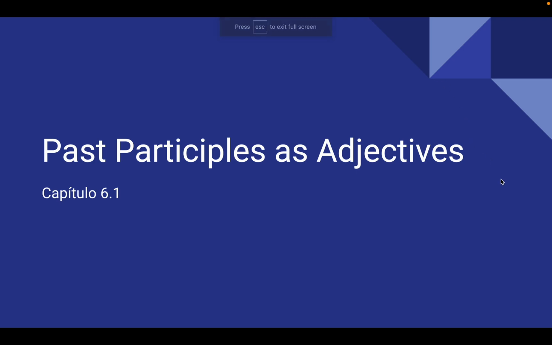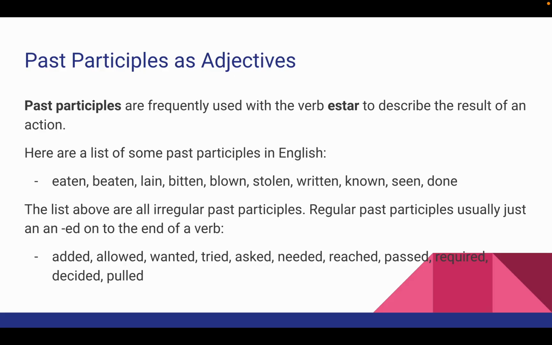Good morning, students. Today we are going to learn about past participles as adjectives. So past participles are frequently used with the verb estar, to be, to describe the result of an action. So here are a list of some past participles in English. Eaten, beaten, lain, bitten, blown, stolen, written, known, seen, done.